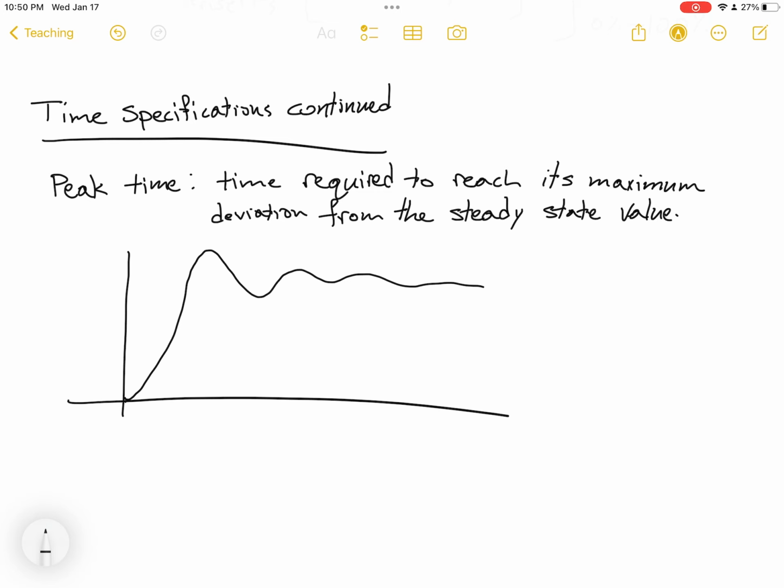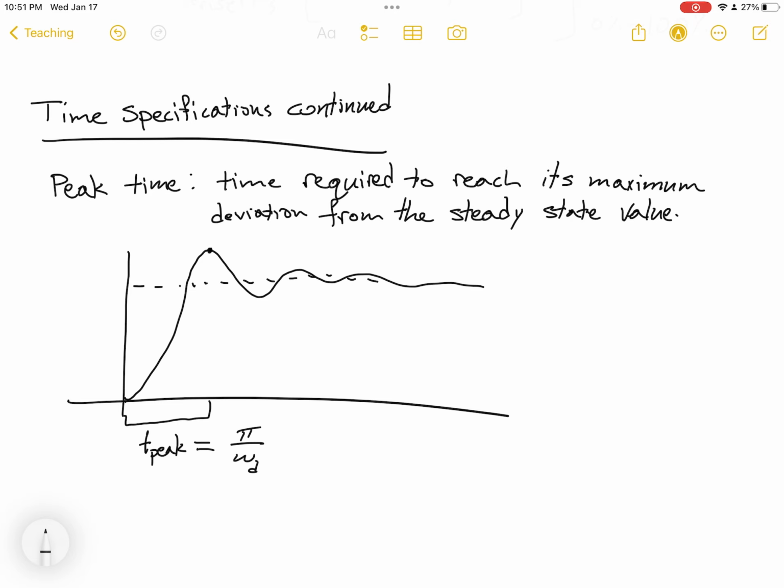Peak time. So we look at the peak. This is the maximum deviation from the steady state value. And the peak time is the time it takes from time zero to get there. So T peak, and T peak is equal to pi over omega d. So it's basically half of a period.